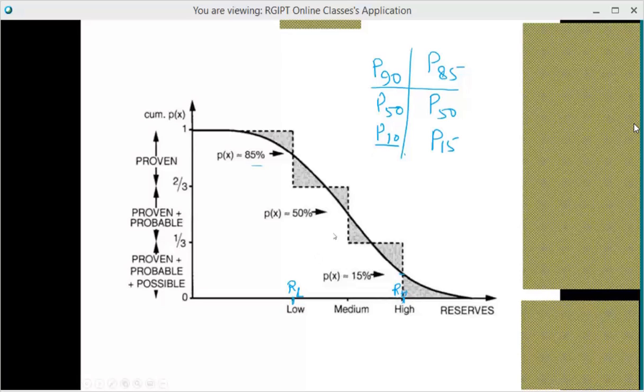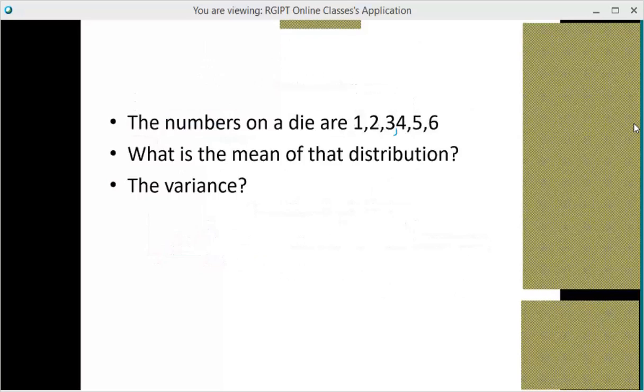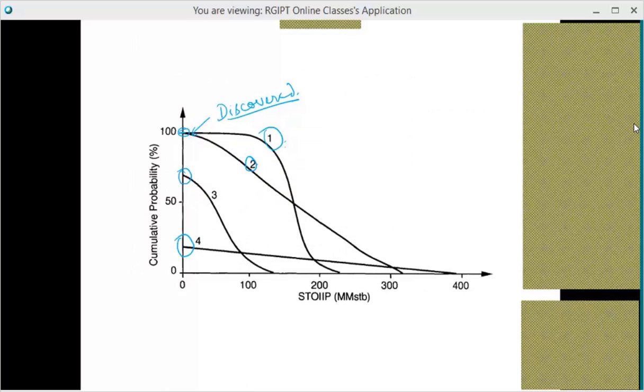Now, yet another thing that I showed you yesterday, not discussed properly, is these 4 different cumulative probability estimates, where curves 1 and 2 are kind of in the development phase, because you have this 100% cumulative probability for finding some reserve.